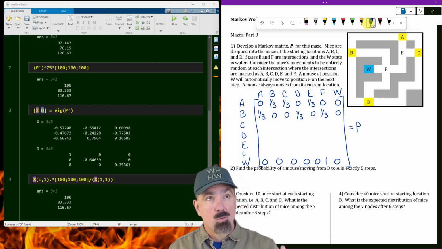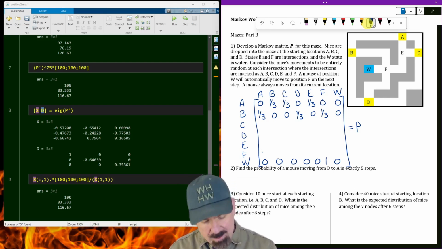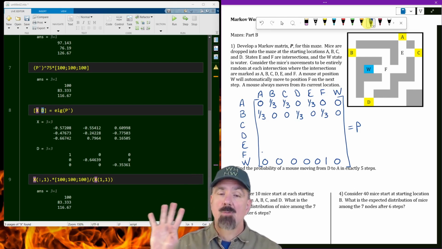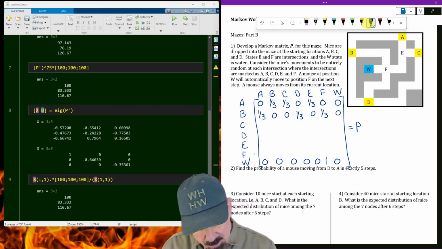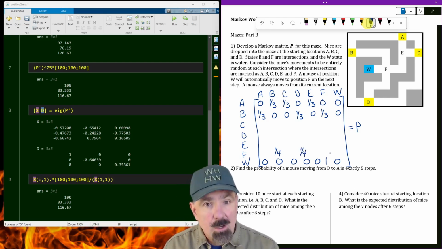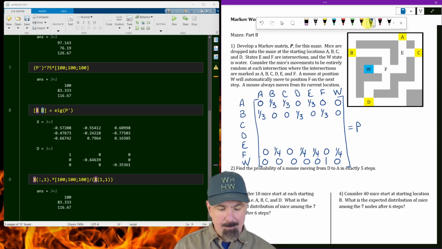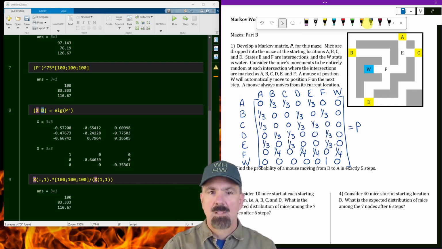We'll do one more together. We'll do F together. So from F we can access B, D, E, or W. So we have 4 different options, so the probabilities are 1/4. So for F, we can go to B, we can go to D, we can go to E, or we can go to the water. So we can't go F to F, and we can't go to C or A. I'll finish filling this out.